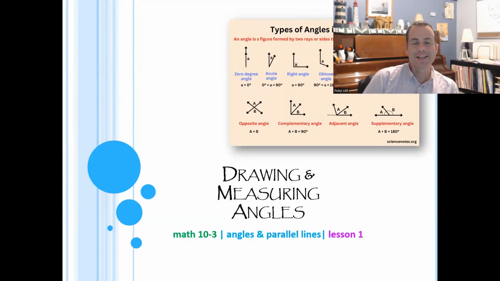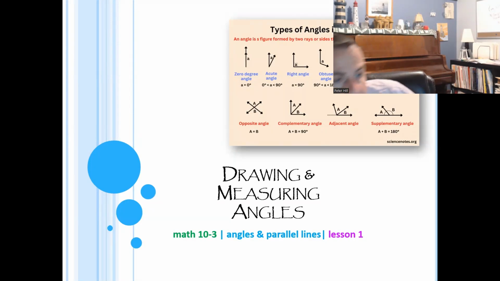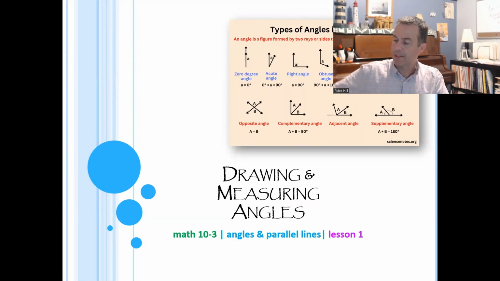Hey friends. Okay, so welcome to our next unit. This unit is entitled Angles and Parallel Lines. Just grabbing my writing pad here. And this is a fairly quick unit. There's only going to be, I think, 4 lessons altogether. And then this will be it for the unit, okay?